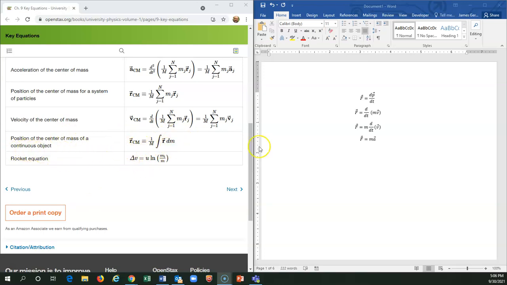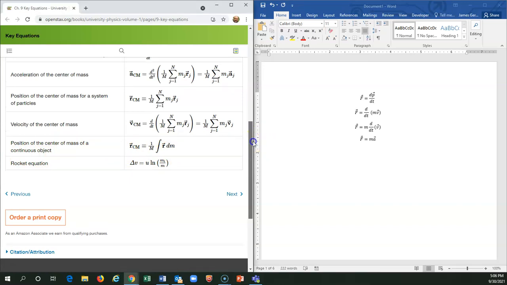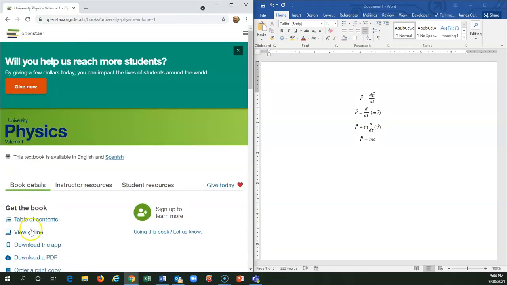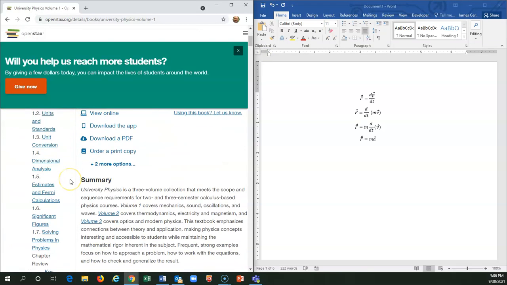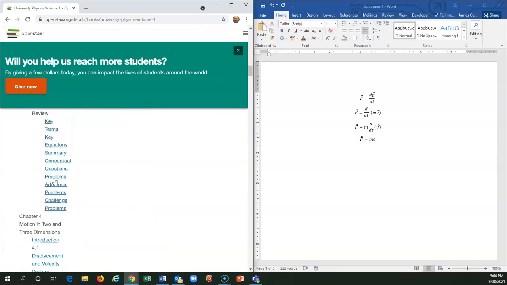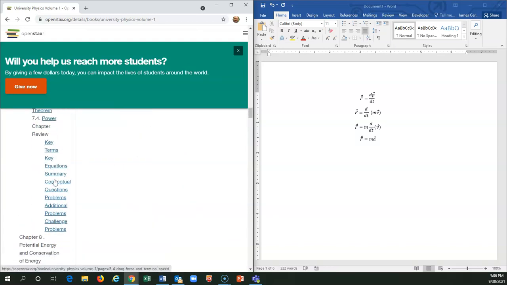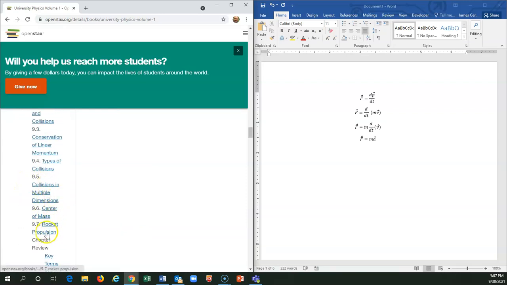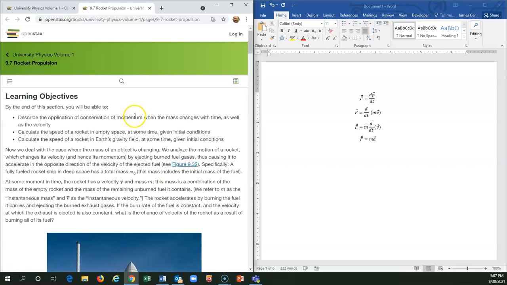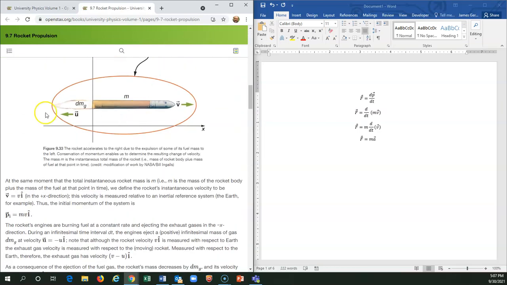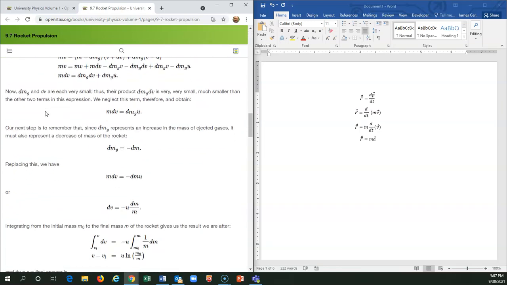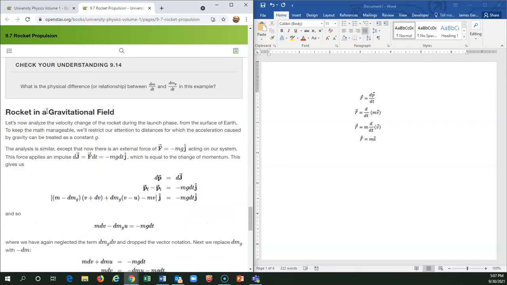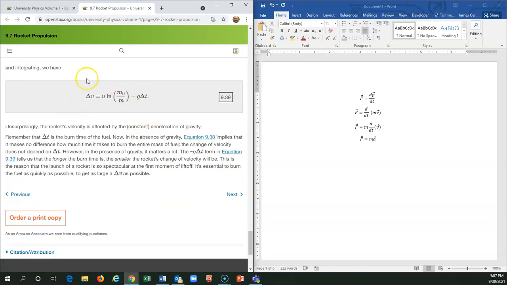The rocket equation, I'm going to go back up in the text. I'm after chapter 9, rocket propulsion. Look at that a little differently, because when we're talking about rockets, the equation in the summary leaves out what's going on if there's gravity involved. So let's go down to here.